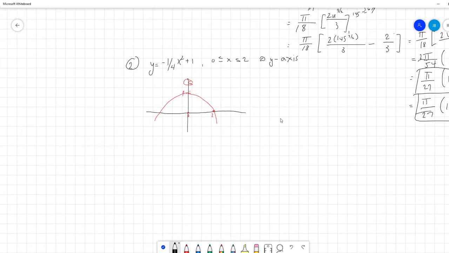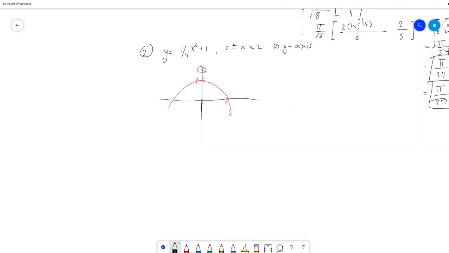Okay, so for number 2, we have y is equal to negative 1/4 x squared plus 1 from 0 to 2 at y-axis. So this is a parabola opening downwards because of the negative, and then it's starting from point 1. But we only need from 0 to 2. We only need to find the surface area from 0 to 2. Okay. And it's revolving at x-axis, or sorry, that's y-axis. So if it's revolving at y-axis, say for example, we have that, and then we revolve here.